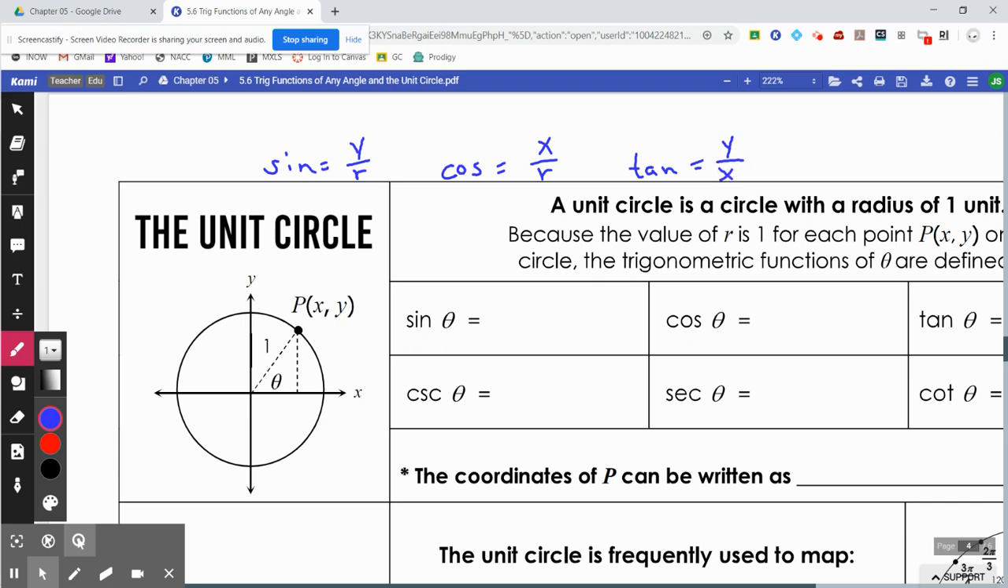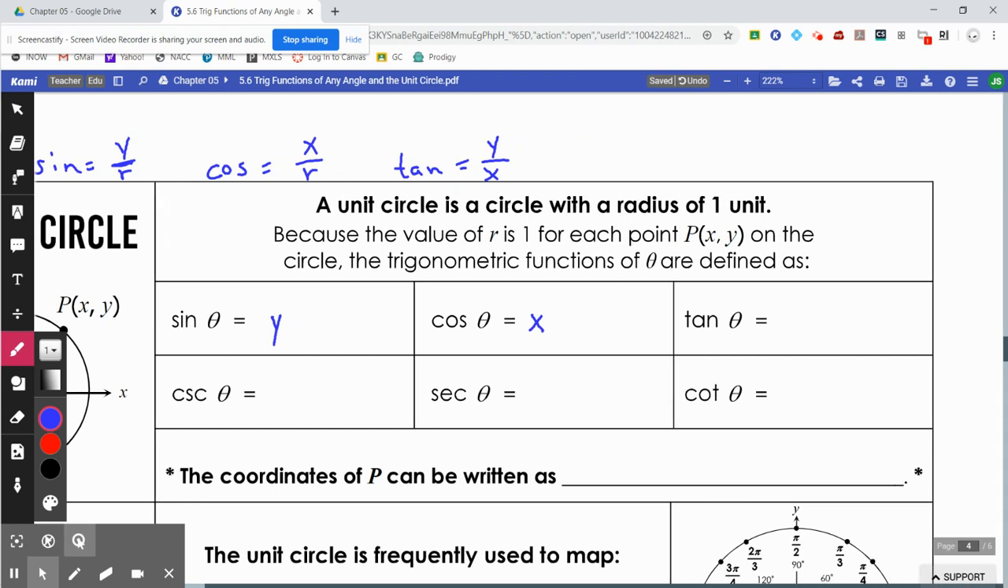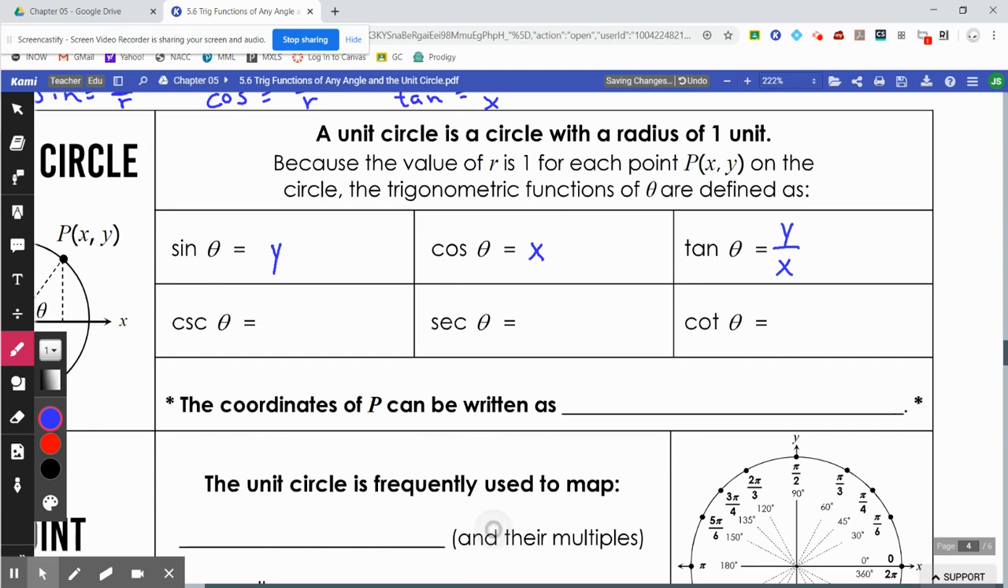Remember all those? However, now that we've drawn this unit circle to where the r value is 1, look what we've got. Instead of sine being y over r, sine is equal to y. Cosine would be equal to x, and tangent would be equal to y over x. So therefore, cosecant, secant, and cotangent would be, again, just the reciprocals of those.